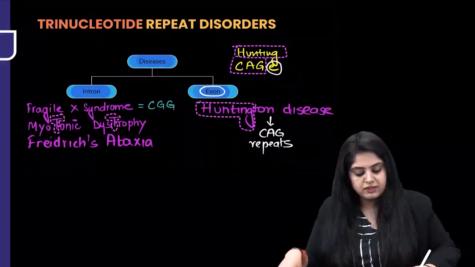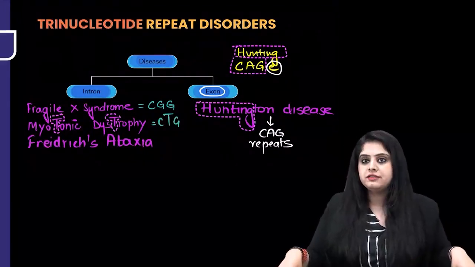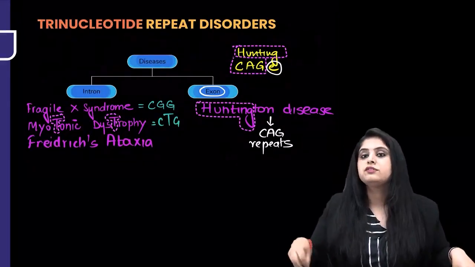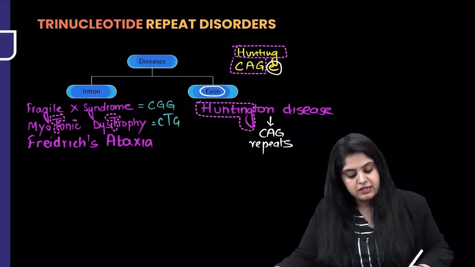Now I change the center. I now make it CTG. When myotonic has a T, dystrophy has a T. So instead of CGG, I will make it CTG. What is Friedreich's ataxia? Very famous.